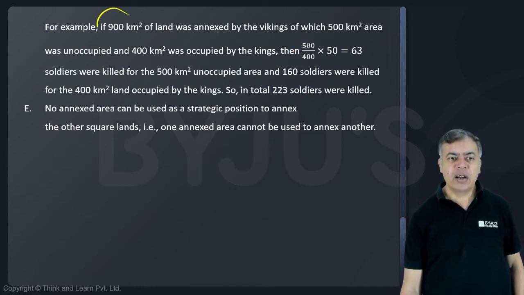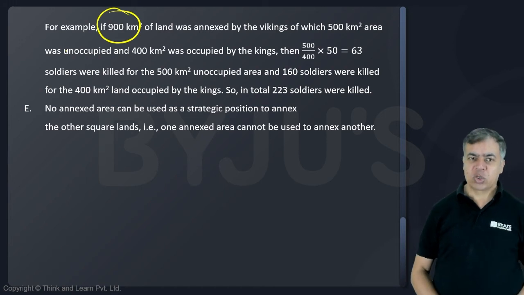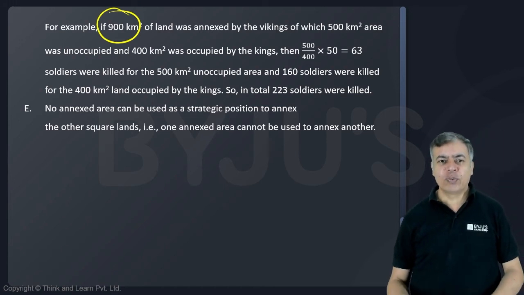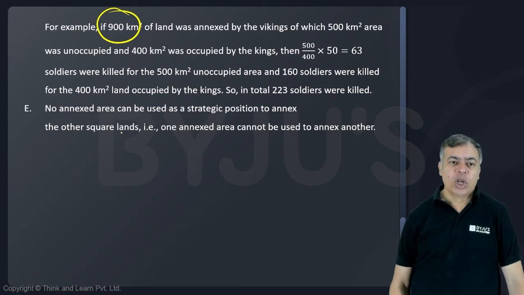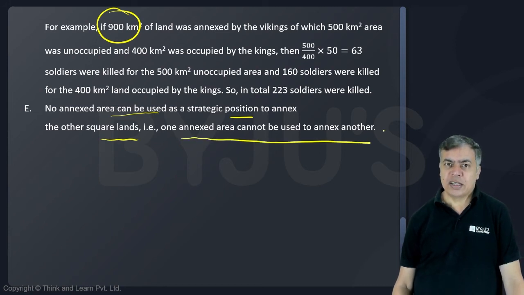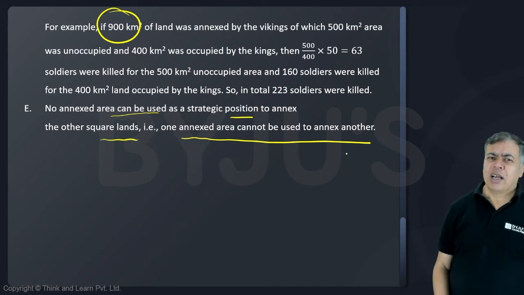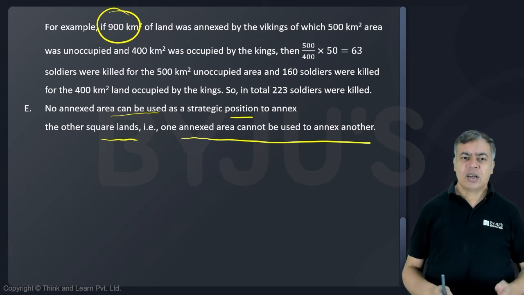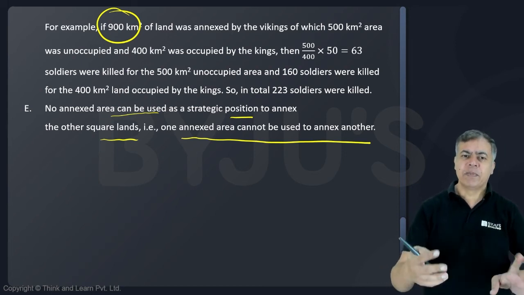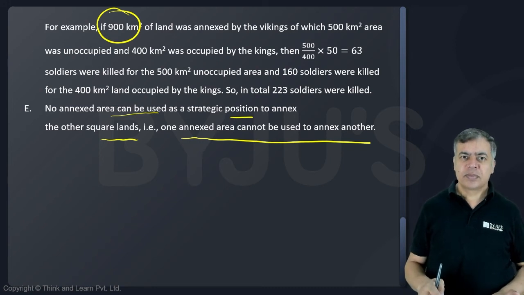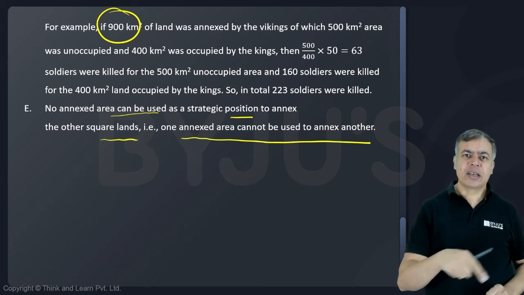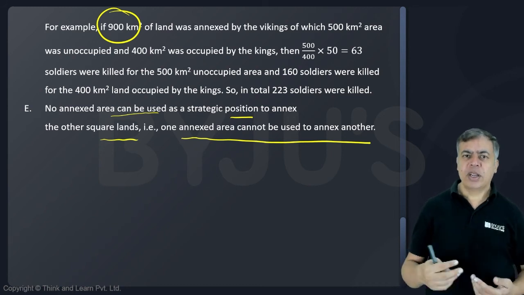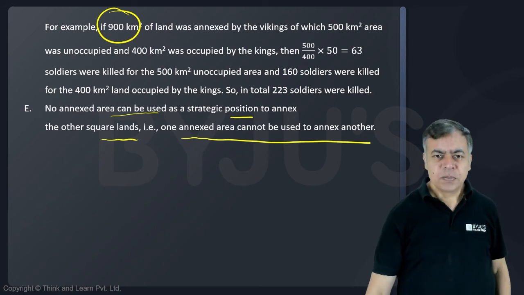If we are conquering 900 kilometer square, in which 400 was occupied and 500 not. No annexed area can be used as a strategic position to annex the other square land. That is, one annexed area cannot be used to annex another. Okay, so leave it. This is not important here. The only thing is that you cannot overlap the things. Because if you are attacking something, it should be separate. No overlapping should be there. Okay, let's see.